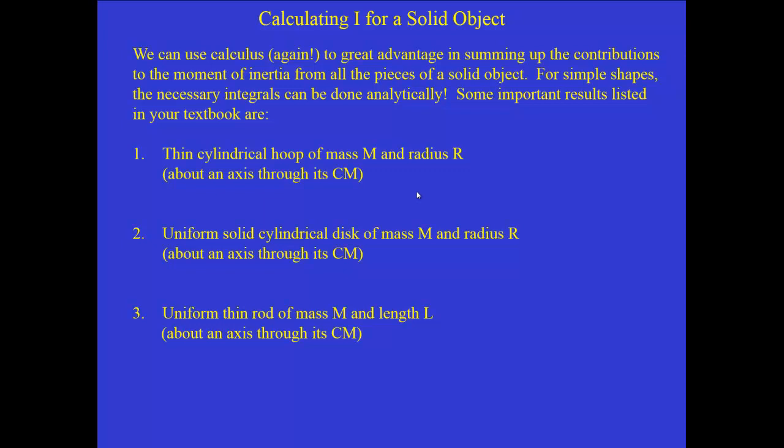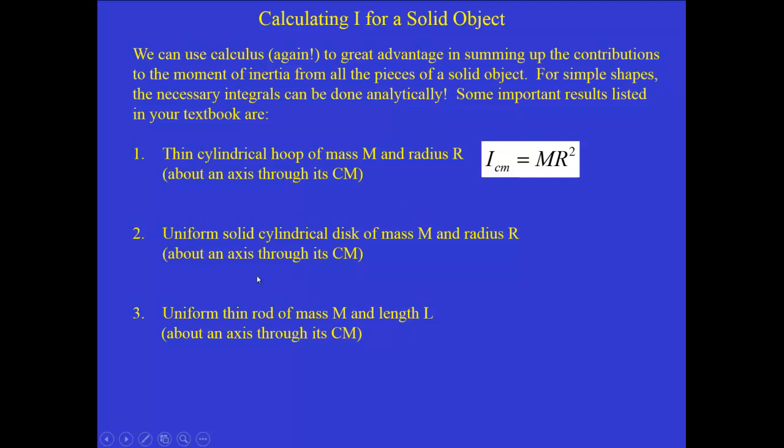So some of the important results, some of the important shapes listed in our textbook, and there are more as well, but these are the important ones, are for a thin cylindrical hoop of mass m and radius r for an axis that goes through its center of mass. And so if that object, this hoop or ring, has a mass m and a radius r, the moment of inertia through the center of mass is given by mr squared. And that actually makes sense because if this is a very, very thin ring, all of the mass is at the same distance r away from the rotation axis.